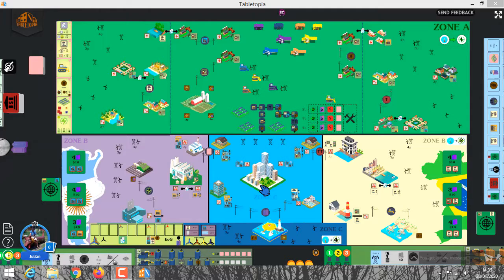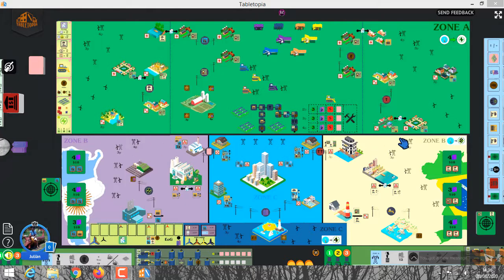Okay, let's go with what you are seeing about the game board. The main board is divided into 3 zones. Zone A, that is the green zone, is the rural area. The rural area is divided into 3 sectors: west, central, and east sector, separated by these border lines.